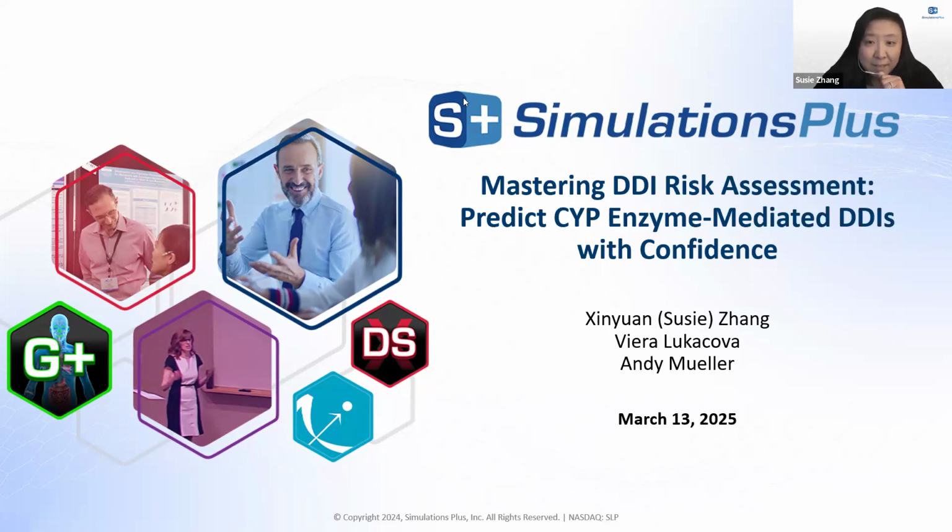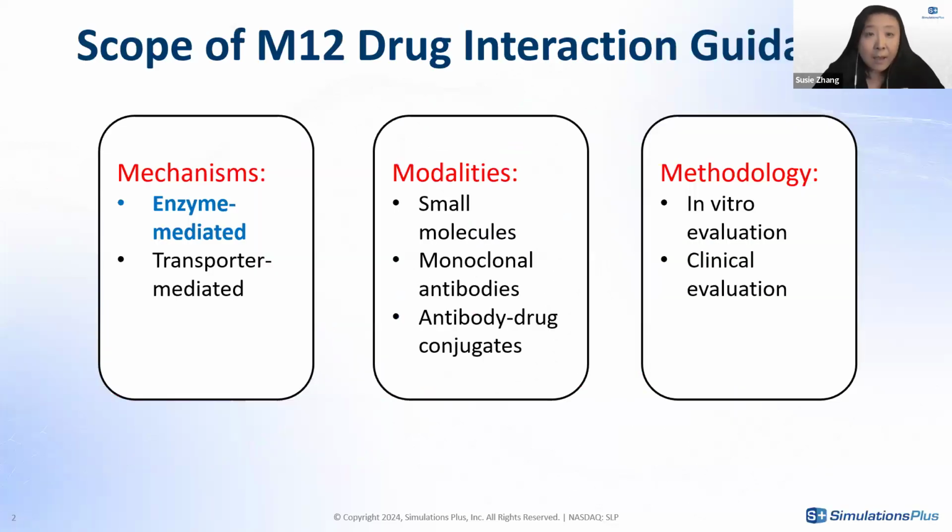Yeah, thank you, Andy. Maybe I can take on that question from a guidance perspective. So M12 guidance, let me see. As you can see, M12 guidance is more of a technical guidance, and it included enzyme-mediated and transporter-mediated drug-drug interactions. That's the main mechanisms included in that guidance. And in terms of modalities, it includes small molecules, monoclonal antibodies, and antibody-drug conjugates. For the latter two, there are also FDA published guidance dedicated for those modalities, and also covered methodology in terms of in vitro evaluation, clinical evaluation, as well as in silico evaluation.